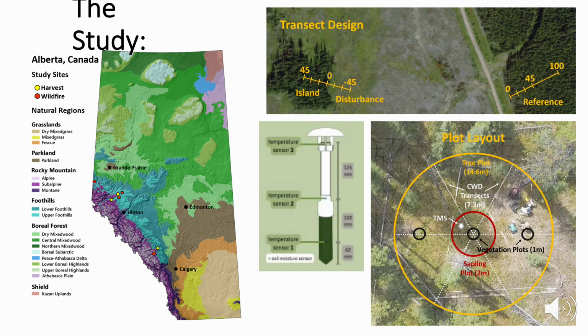You can see in the bottom right corner of the slide an example of our plot layout. Basically, we had a large plot every 15 meters with some vegetation and sapling subplots. We also collected coarse woody debris, and we put these microclimate sensors in there throughout the course of the growing season.